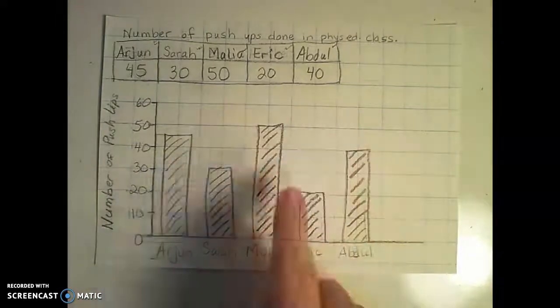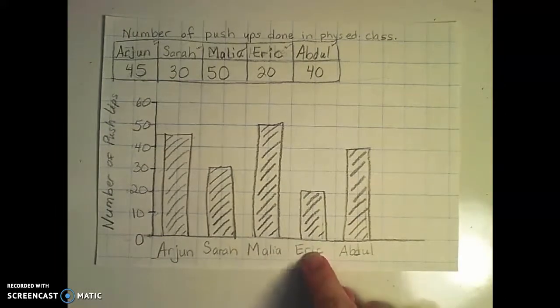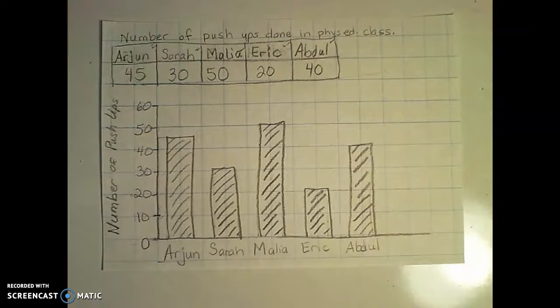Looking at this, I can really quickly see that Malia got the highest number. I can see that Eric got the lowest number. So bar graphs are really good for visualizing. And hey, that's one of our text features we learned about the other day too. All right, so there's your scaled bar graph, and I hope that helped.